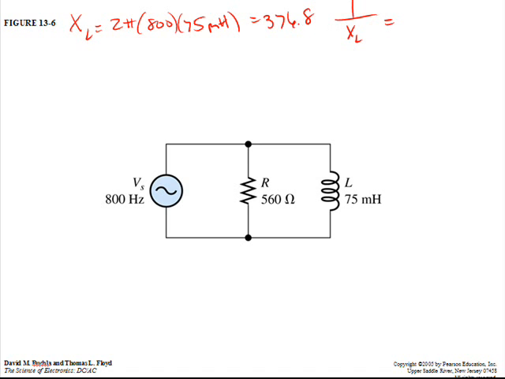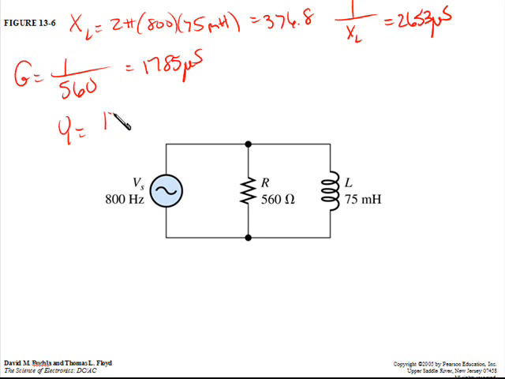That's 2653 microsiemens. Conductance is going to be 1 over 560, which is 1785 microsiemens. Now Y is going to be 1785 micro minus j 2653 micro.